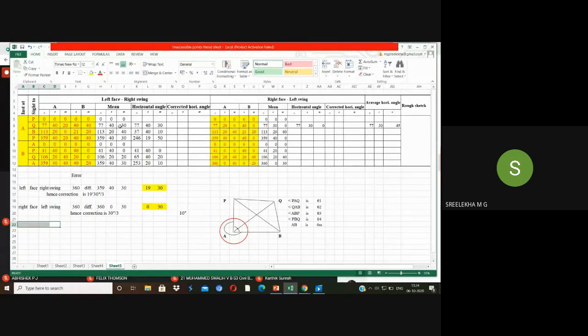So what is the difference between the mean column and the horizontal column? In the mean, you'll be getting whatever be the vernier readings. The two verniers are the A vernier and B vernier. The mean is taken. But the values in the mean column will be given as the complete angle up to that point. What is the total?